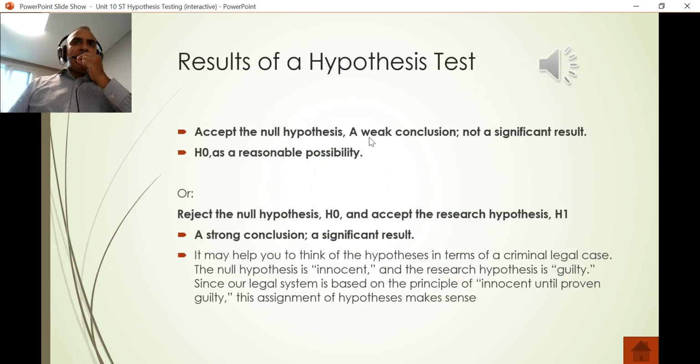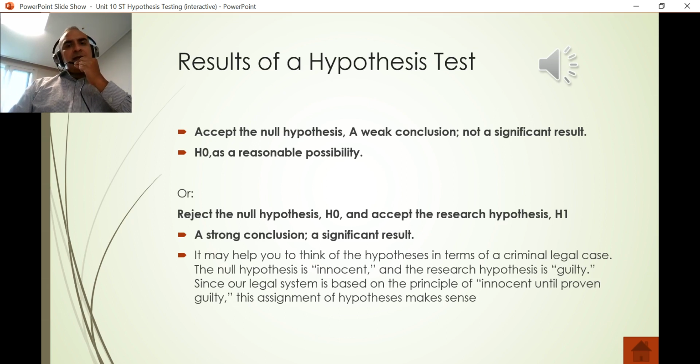So accepting the null hypothesis means there's a weak conclusion, there are no significant results. There's not sufficient evidence to say that there's evidence that connects these two or three variables. And then we have, as I said, rejecting the null hypothesis and accepting the research hypothesis, which is a strong conclusion, a significant result. There's something that really connects this data.